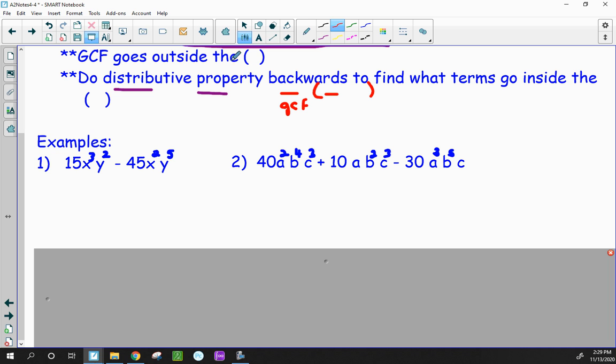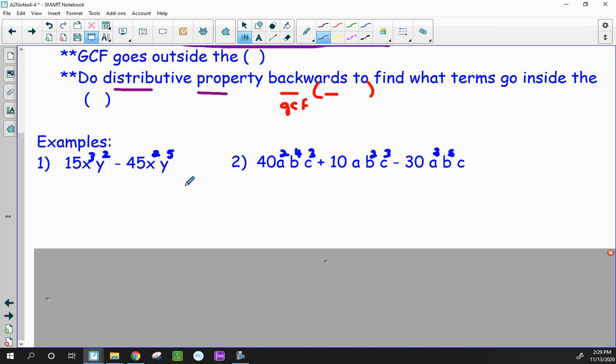Okay, let's start with some examples. For the first one, we have 15x to the third y to the second minus 45x to the second y to the fifth. I want you to notice that there are two monomials here, separated by a minus sign. Also notice that the powers on x and y are different. So these are not like terms, and you will not be able to subtract them.